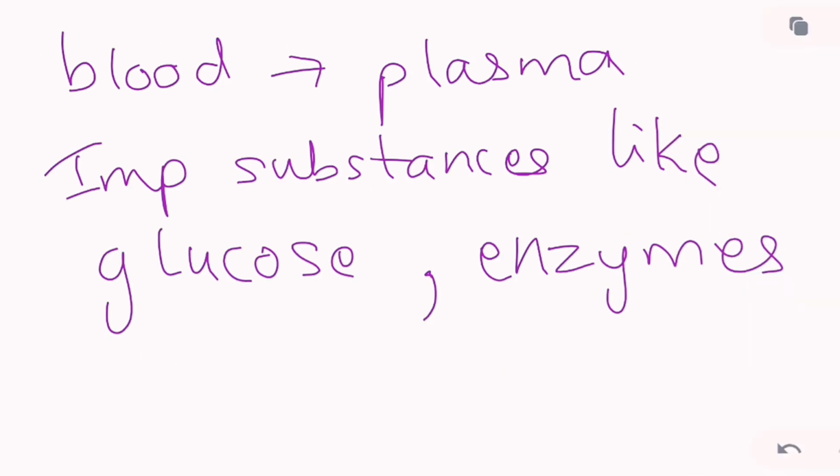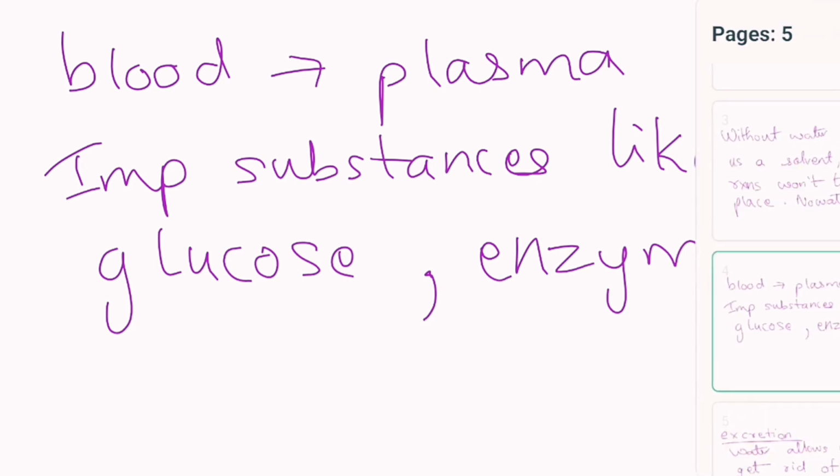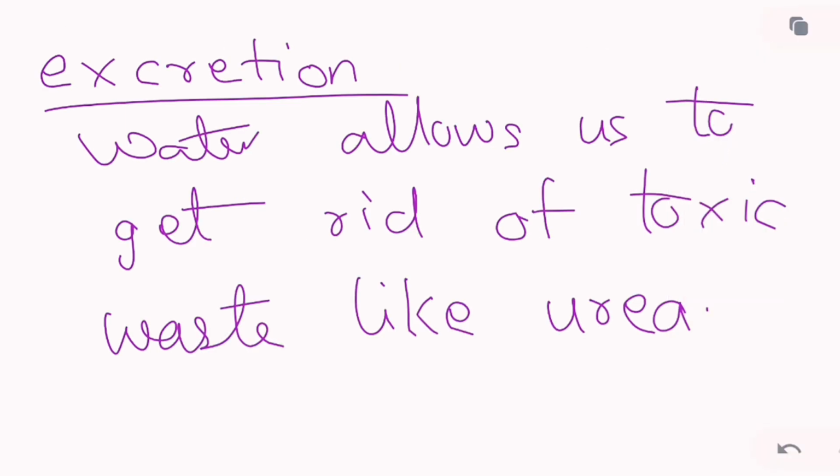Water is also present in our blood, specifically the liquid part called plasma. Important substances like glucose are dissolved in water, as well as enzymes. They need to be dissolved in it to be active. And finally, water is used for excretion. Water allows us to get rid of toxic waste in our body like urea. It is dissolved in water and then expelled out through the bladder.